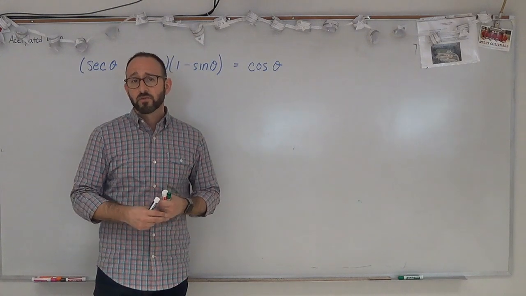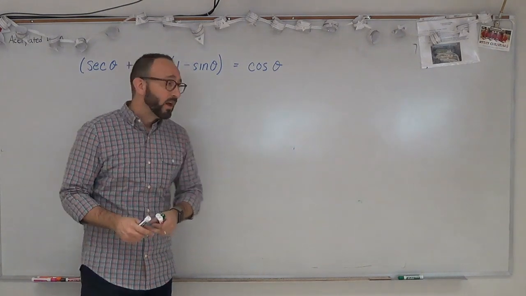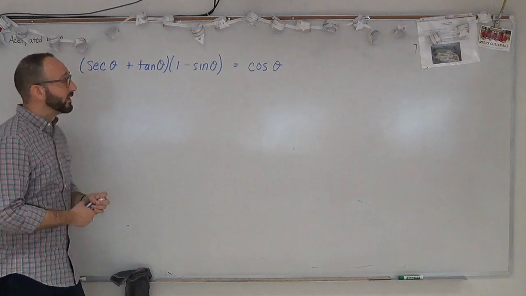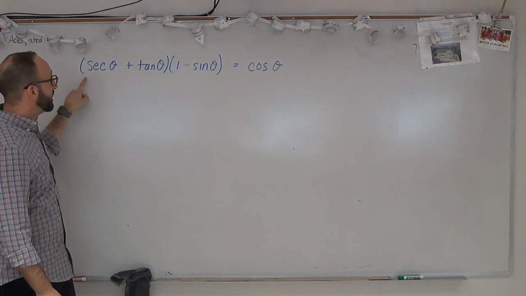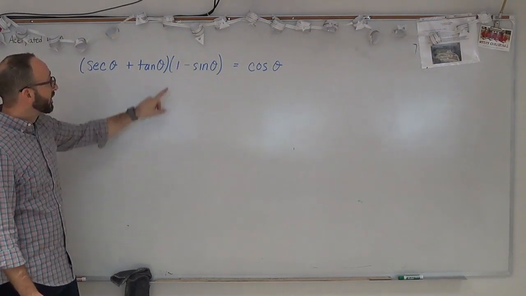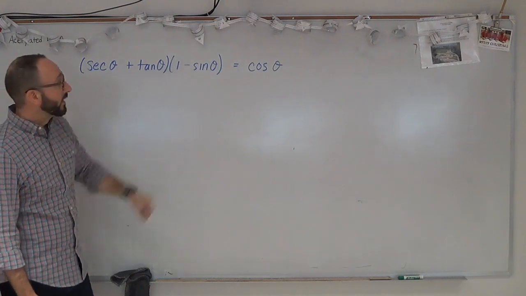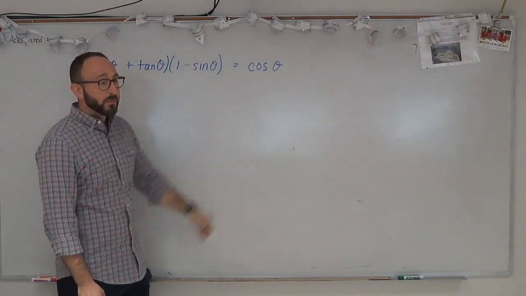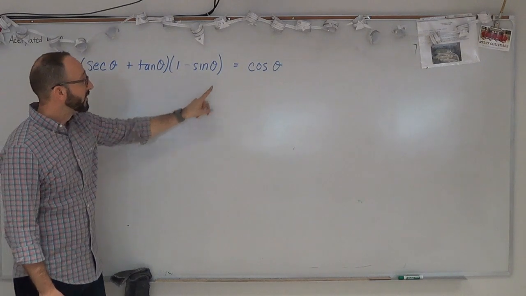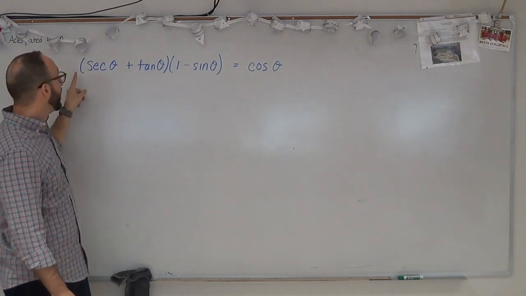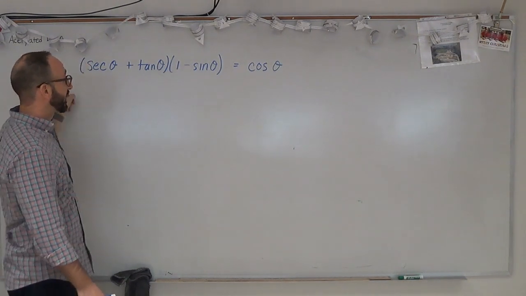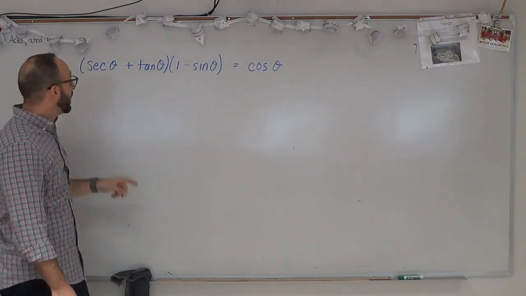I'm going to go through and verify some trigonometric identities for you. So in this case, what we're trying to do is to show that the quantity secant theta plus tan theta times the quantity 1 minus sine theta is equal to cosine theta. So we're going to work on the left-hand side of the equation because it's customary to start off working on the side that looks like it's going to be more challenging first.